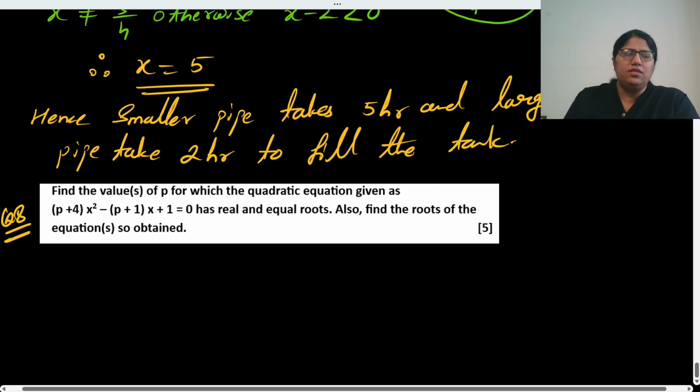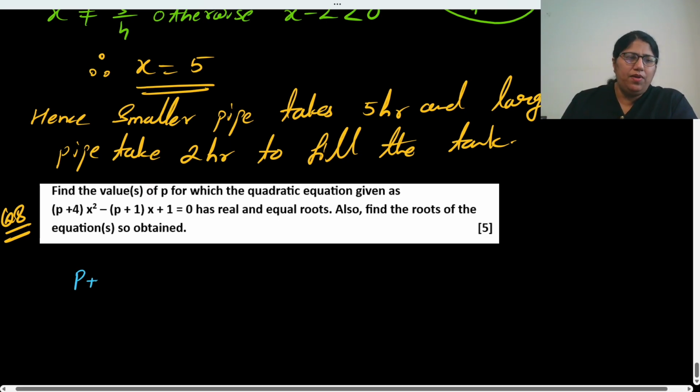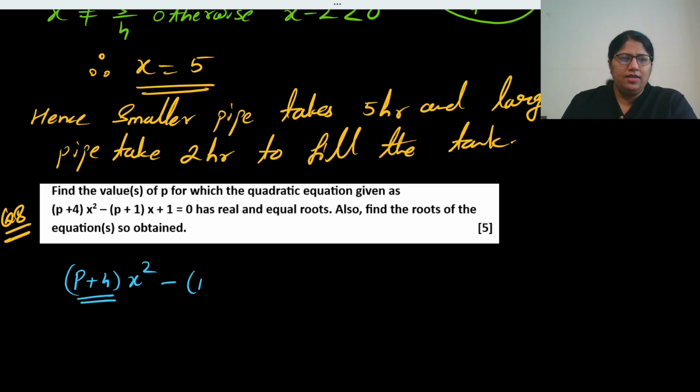Now if you see, this is not a word problem, right? It's given: find the value of p for which the quadratic equation is given. So what is your quadratic equation? p plus 4 times x square, so your x square coefficient is p plus 4, minus p plus 1 times x, plus 1 is 0, has real and equal roots.